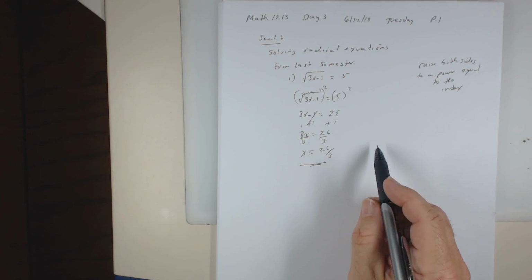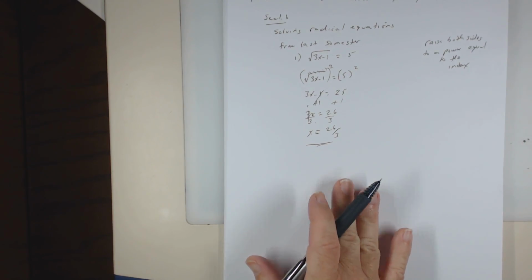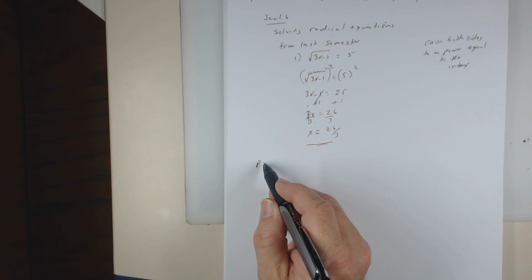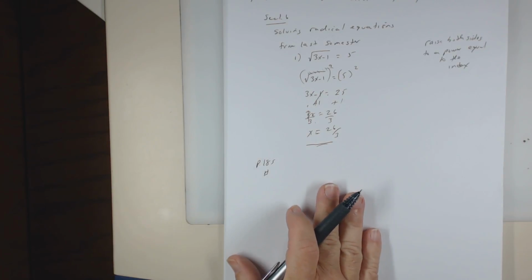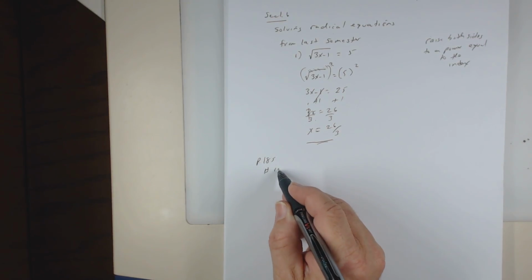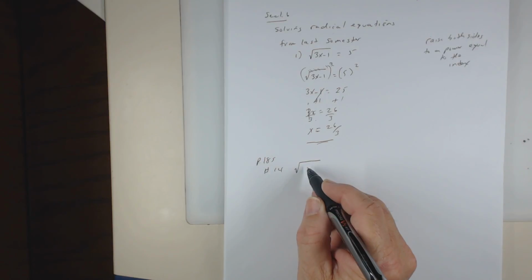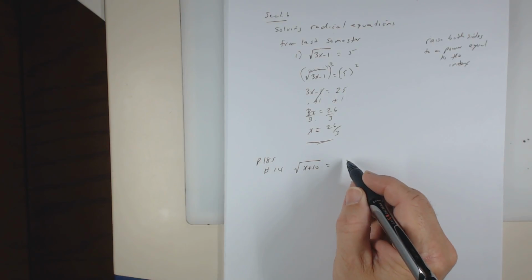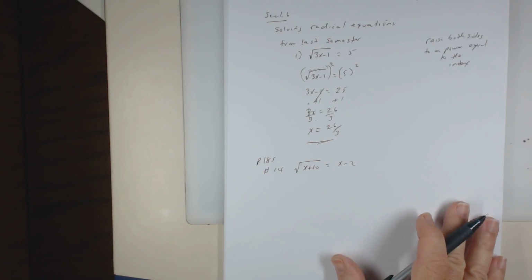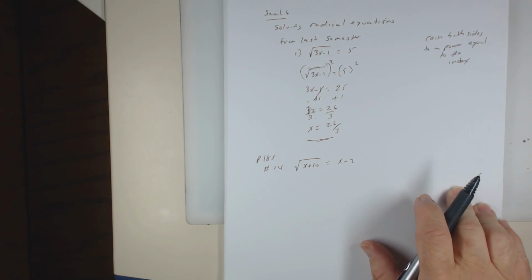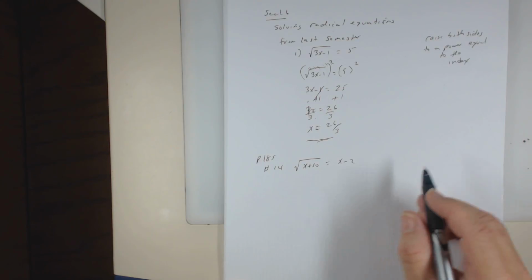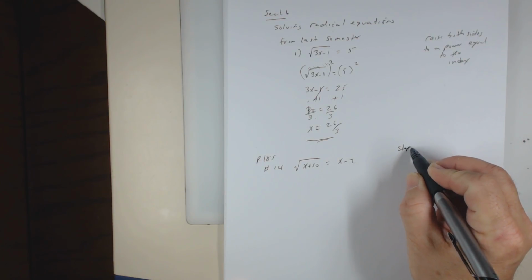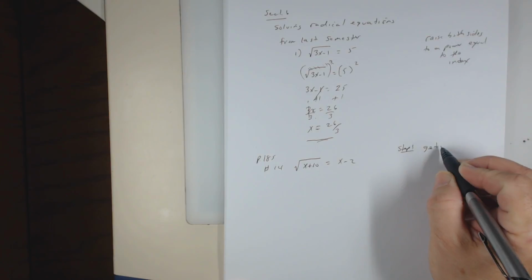Okay, so this one is in the book that I'm using, page 185, and this is number 14. You have the square root of x plus 10 equal x minus 2. Now remember, when solving a radical equation, you have to make sure the radical is by itself. Get the radical by itself.